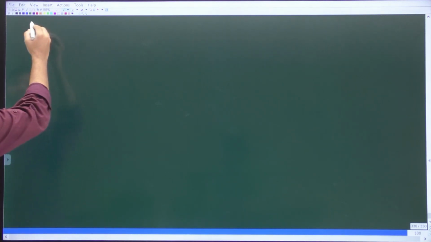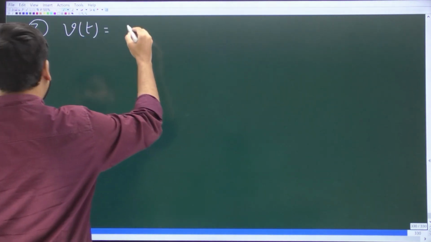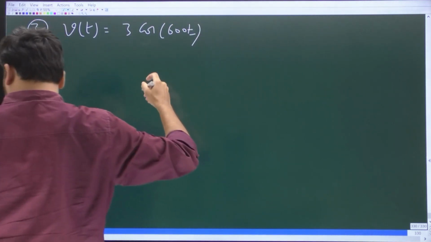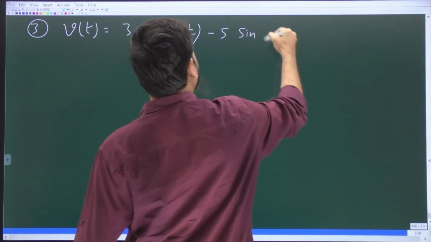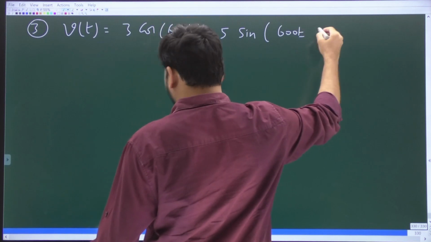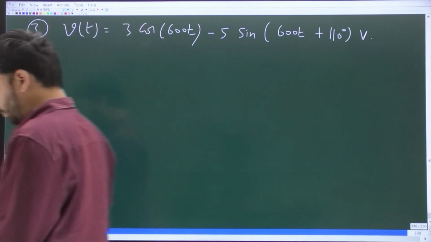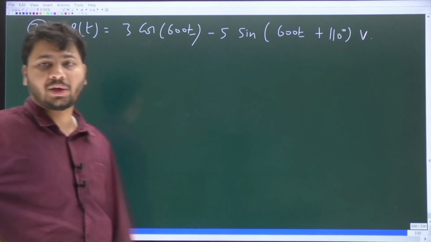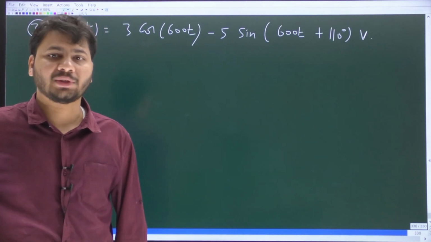Let's look at one more sinusoidal voltage. So this time it is v of t equal to 3 cos 600t minus 5 sin 600t plus 110 degrees volts. So we have to convert this sinusoidal voltage into its phasor representation.